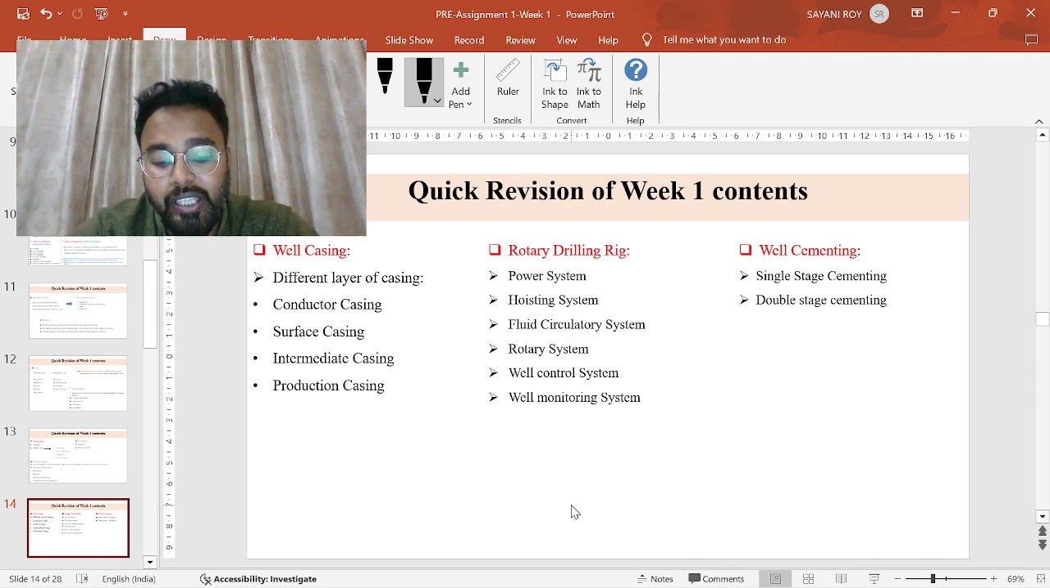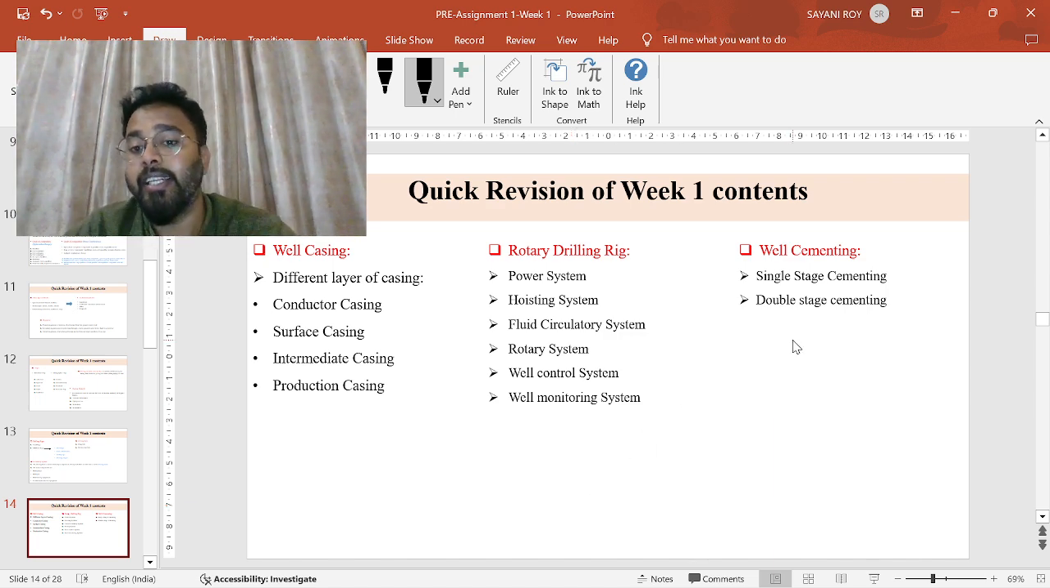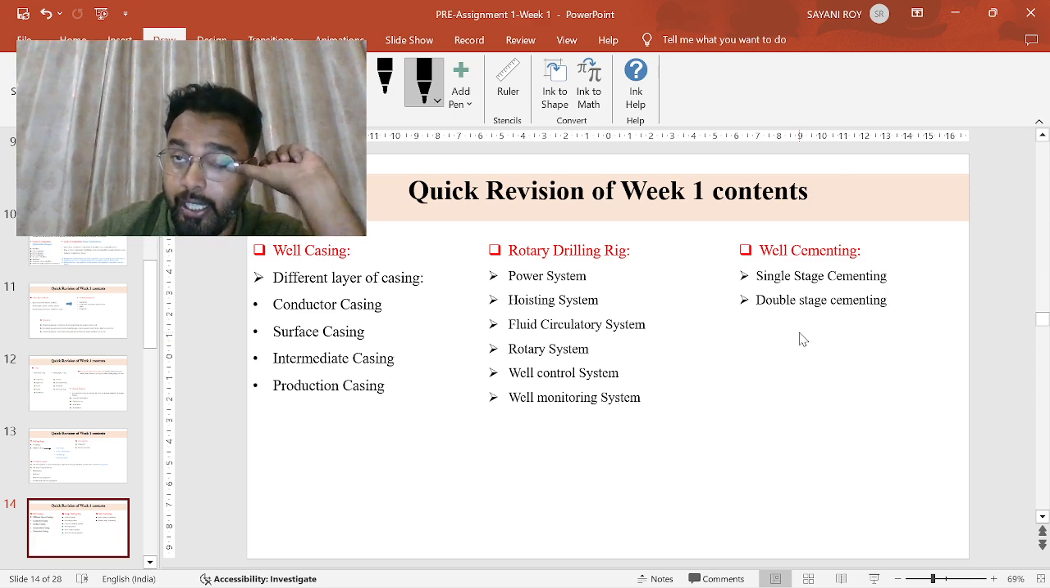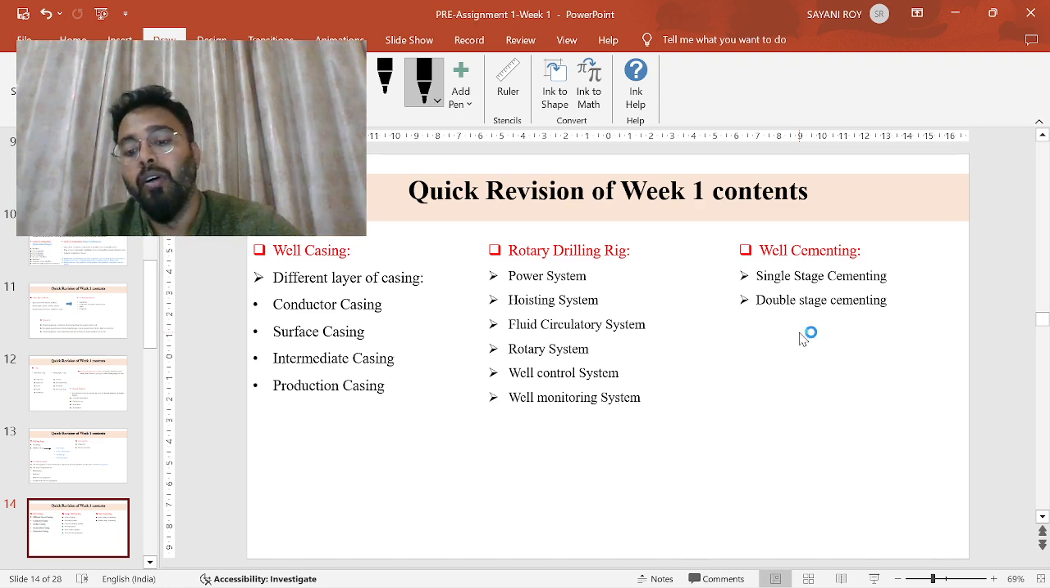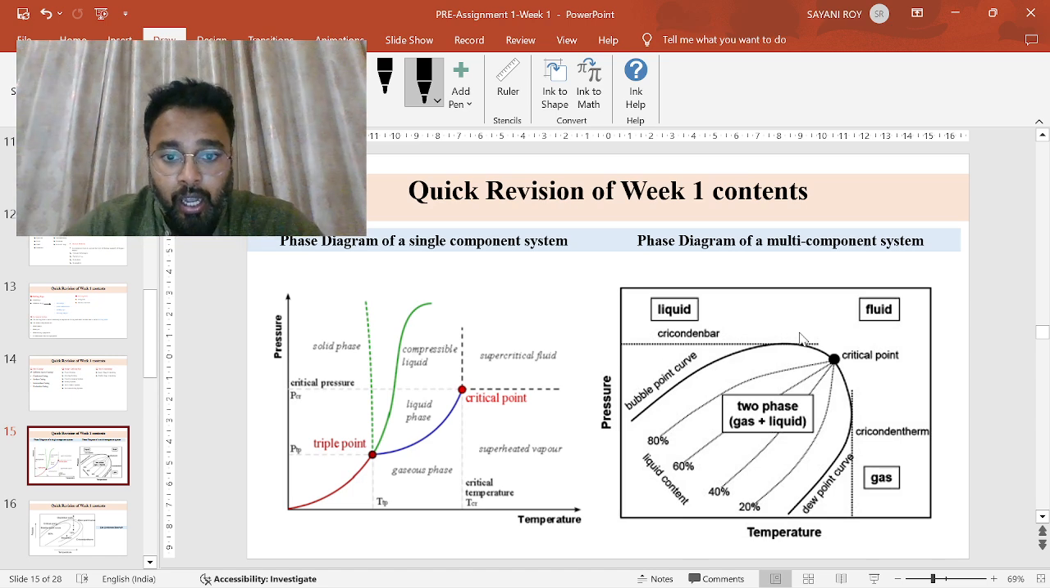Next is the oil monitoring system. This system is used for monitoring the pressure and temperature at all conditions. Then there is the cementing system. I already told you the casing needs to be cemented with the surface around it. So for that we use the cementing system. Cementing can be done in single stage and double stage. I won't go into these details.